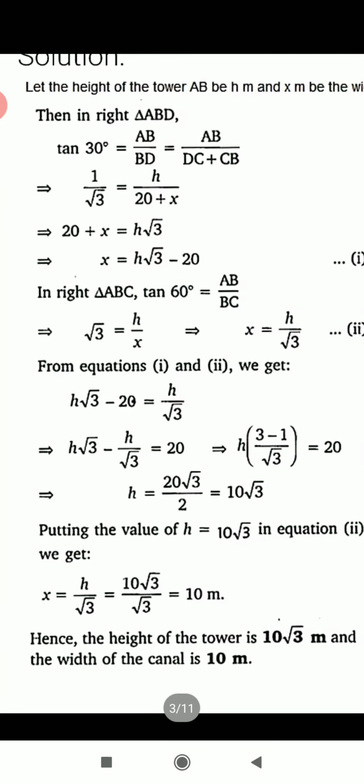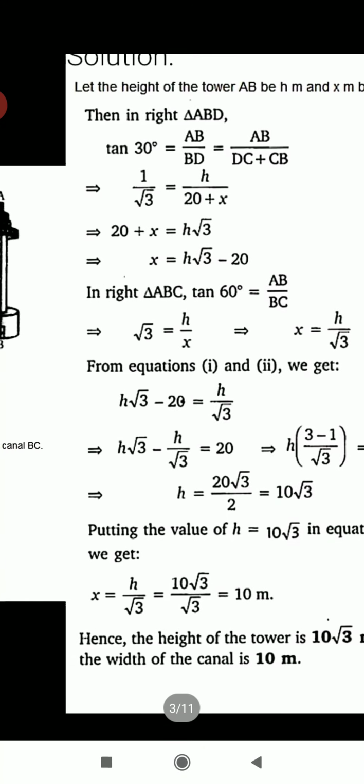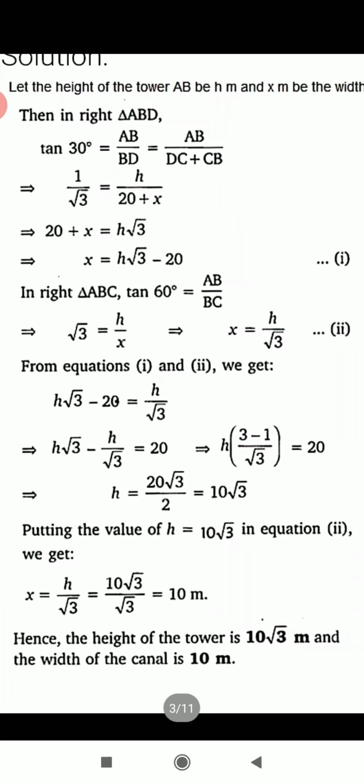Now from equation 1 and 2, we have to solve for the value of H. Put X in the equation. So H root 3 minus 20 equals H upon root 3. Take H to one side, take H common and the LCM. You get H equals 20 root 3 upon 2, that is 10 root 3. Putting this value H equals 10 root 3 in equation 2, you get the value of X, that is 10 meters. So the height of the tower is 10 root 3 meters and the width of the canal is 10 meters. In this type of question you have to always make two equations and then solve.